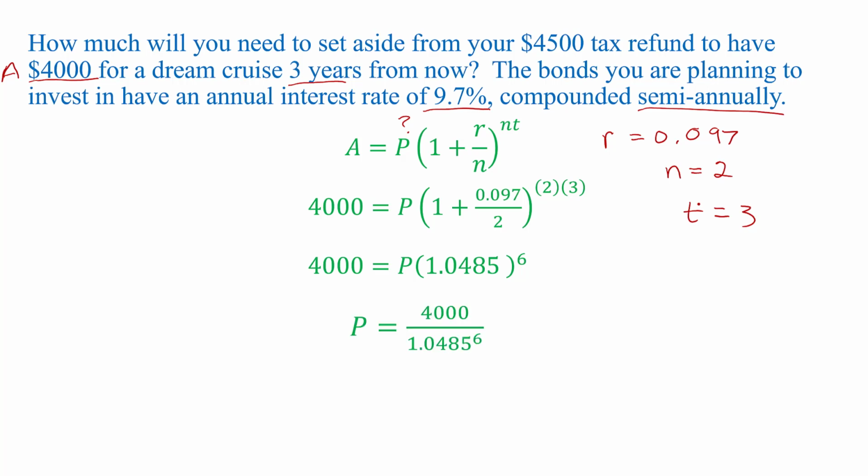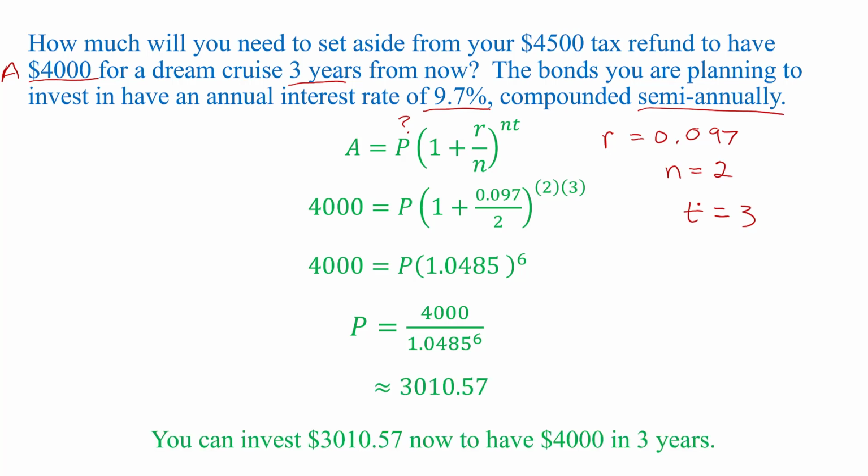So the next thing I'm going to do is to divide both sides of the equation by 1.0485 raised to the power of 6. I'll plug 4,000 over 1.0485 raised to the power of 6 into my calculator to get approximately $3,010.57 as the amount that must be invested now to have $4,000 in 3 years. And note, you could just as easily stick $4,000 in a drawer somewhere.